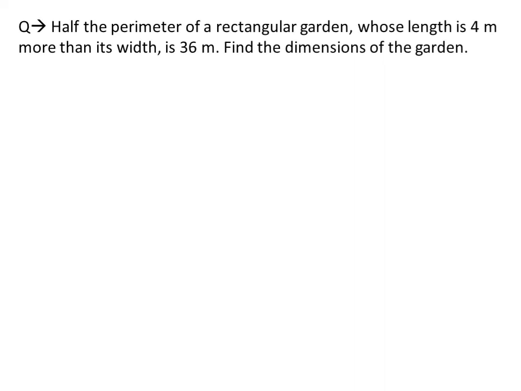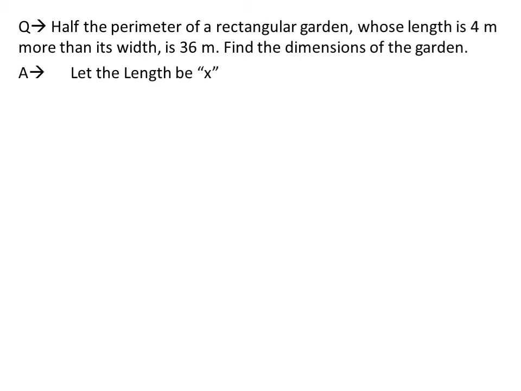Now again a second question I have taken: half the perimeter of a rectangular garden whose length is 4 meter more than its width is 36 meter. Means half the perimeter is 36 meter. But दूसरा क्लू उसके अंदर ही दिया है, whose length is 4 meter more than its width. Find the dimensions of the garden. Rectangle के dimensions मतलब length and breadth.